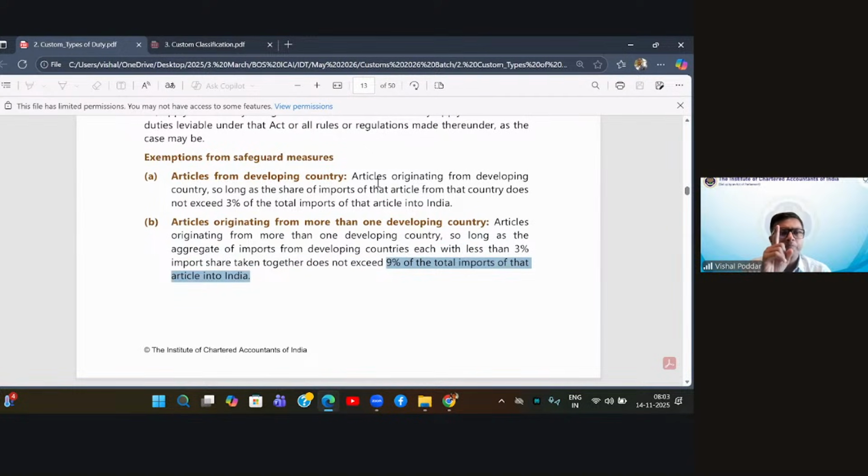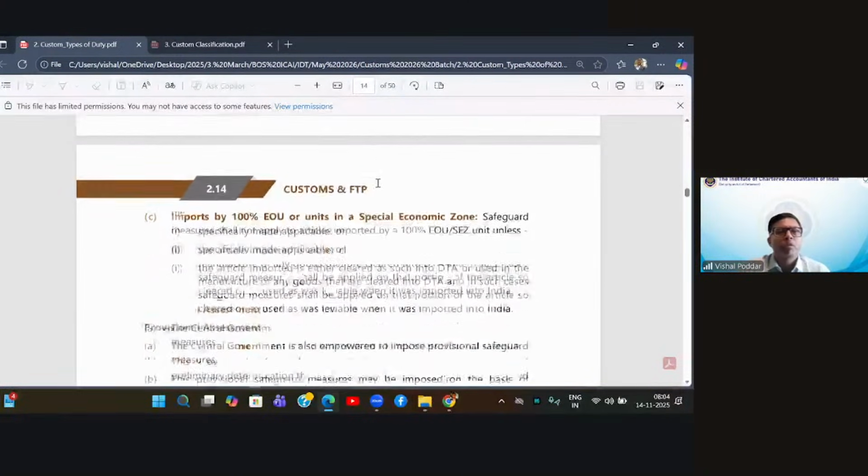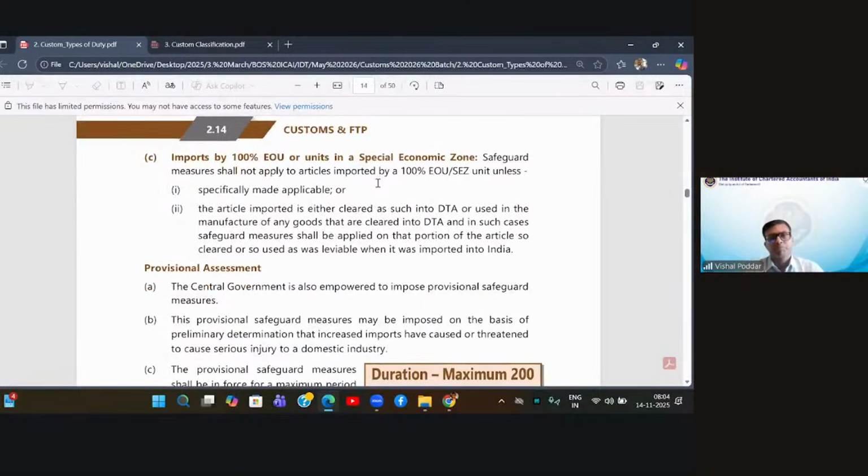So let us say we are buying goods from Cambodia, which is obviously a developing country. We are buying the same goods from Bangladesh, Sri Lanka, Vietnam, all developing countries. So from one country, up to 3% of our total imports is allowed without safeguard duty. And if multiple developing countries are supplying the same goods, up to 9%, all countries combined, we will allow import without levying the safeguard duty.